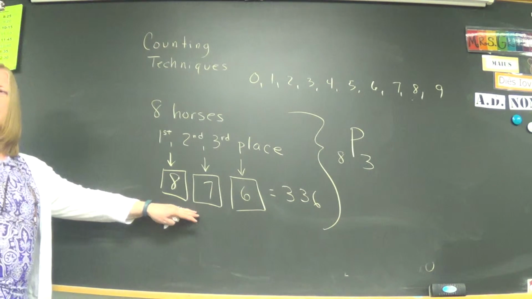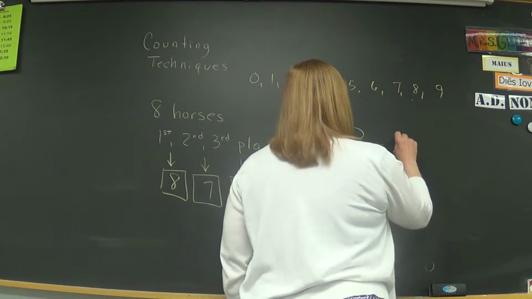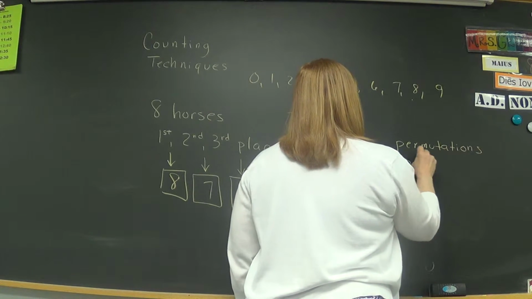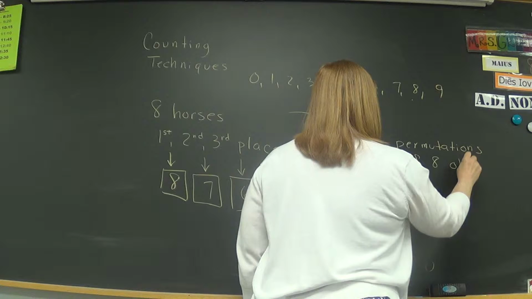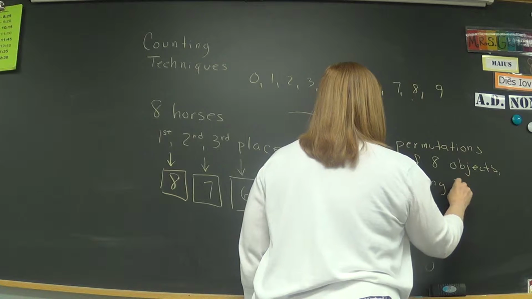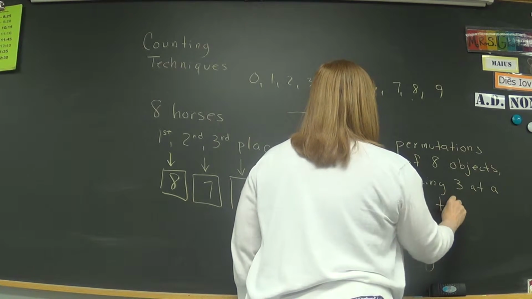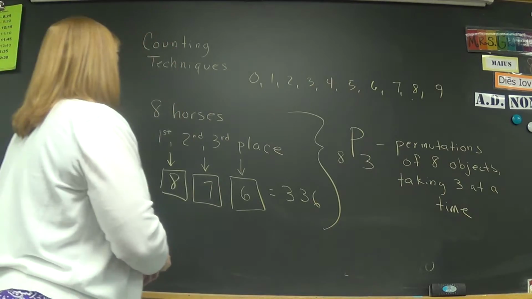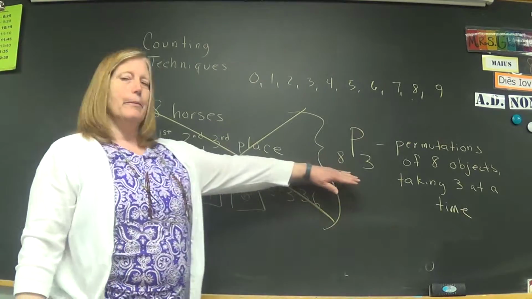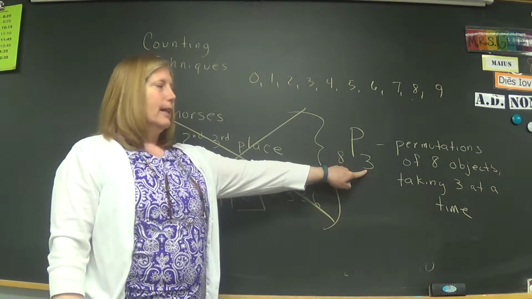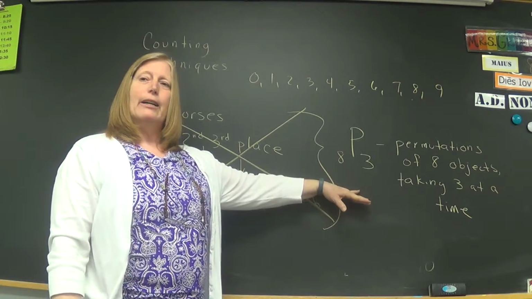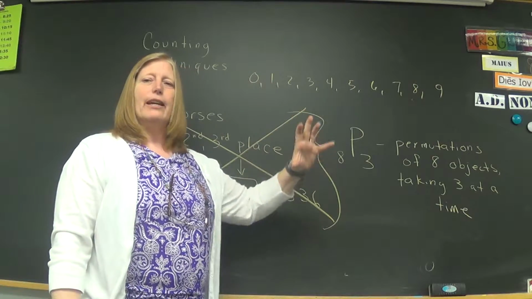It matches this problem exactly. So I'll write that out. This is what it's saying: permutations of 8 objects taking 3 at a time. So I could remove this from your sight and give you this problem. This tells you how many boxes, and this tells you how many choices for the first box. We're assuming there's no repetition allowed with permutations, so it's going to go 8, 7, 6.